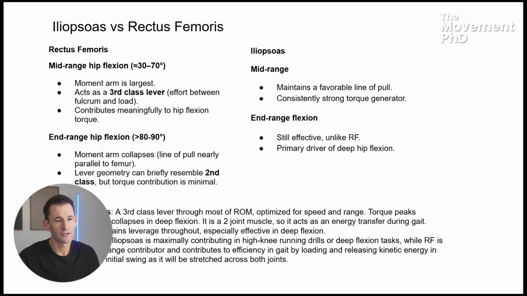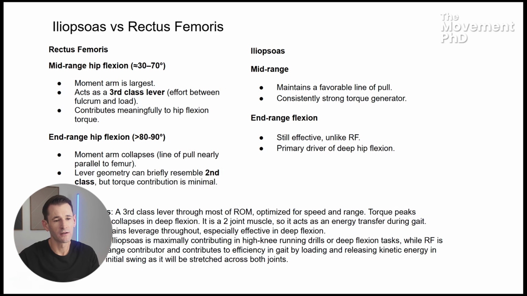The iliopsoas, on the other hand, is a single-joint hip flexor, so the length is not going to determine its torque as much because it's going to reside in the best part of that length-tension relationship throughout hip flexion. So from the very early ranges of hip flexion all the way through the mid ranges, all the way to end range, that iliopsoas maintains a good moment arm for producing hip flexion, and that muscle stays within the favorable parts of that length-tension relationship.